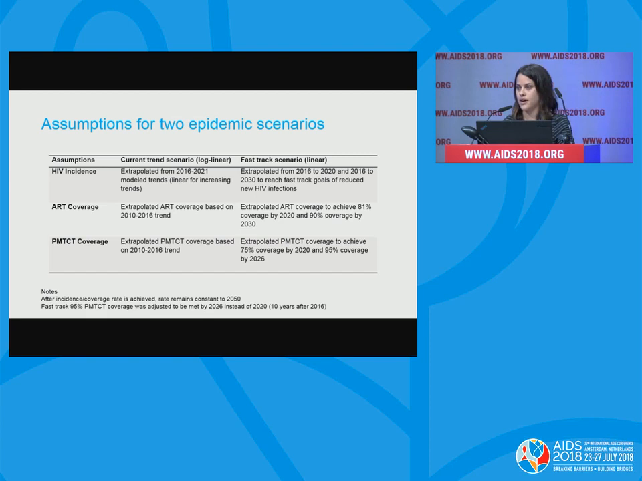Now, the fast track scenario assumes a linear scale up of ART and PMTCT coverage to those global goals. So, for example, ART coverage is expected to achieve 81% coverage in 2020 and 90% in 2030. We added on the PMTCT coverage assumption to achieve 75% coverage by 2020 and 95% by 2026. And HIV incidence was extrapolated into the future to hit that goal of adult HIV infections in 2020 and 2030.